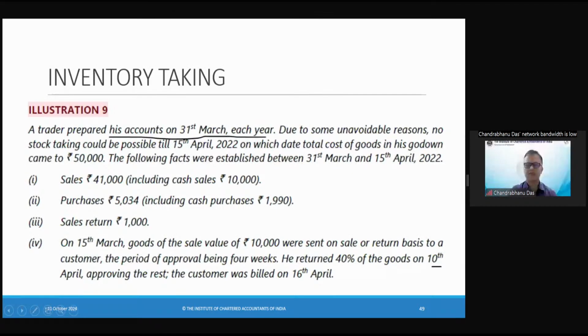So what happens is 31st March, you are preparing the account every year. That means 31st March is my closing year. But stock taking was possible only till 15th April, and on that day the stock came to 50,000. Now, what?